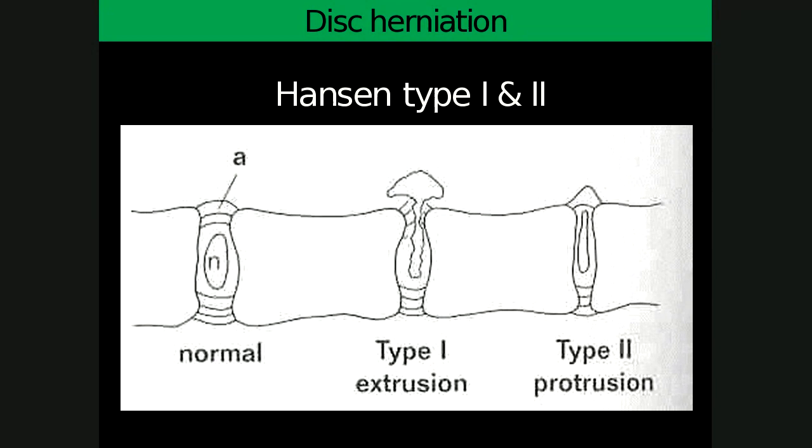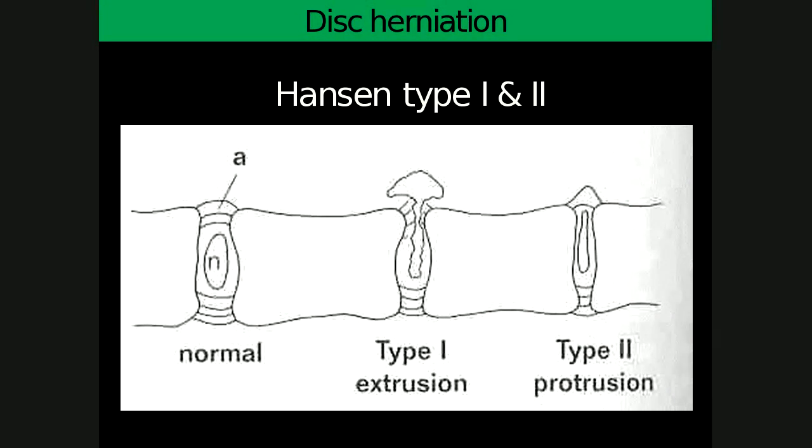In a Hansen type 1 extrusion, typically seen in chondrodystrophic breeds, the annulus will tear and the nuclear material, which is often mineralized, escapes into the vertebral canal. It can be an acute onset of clinical signs, and the disc material may migrate, usually cranially, from the disc space. There may be extensive cord edema and hemorrhage associated with this, and so the lesion might span past the confines of the intervertebral disc space.